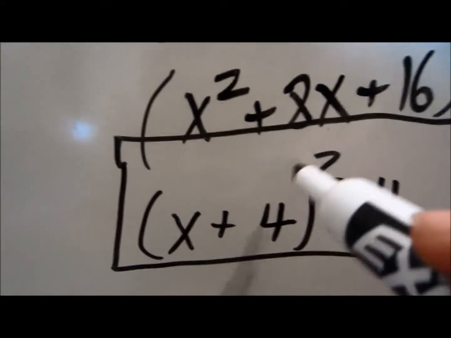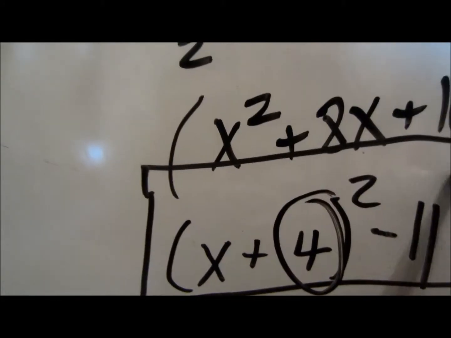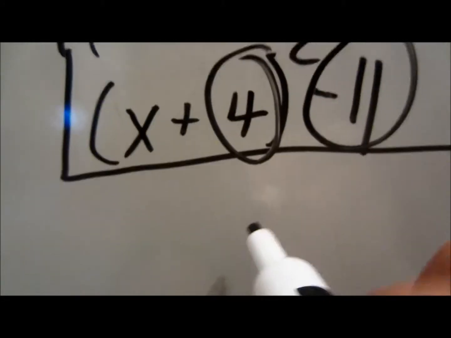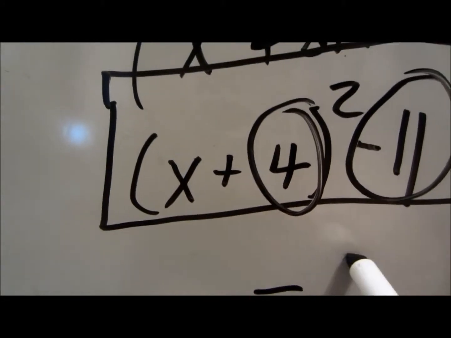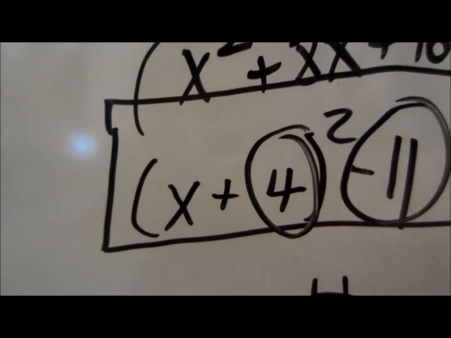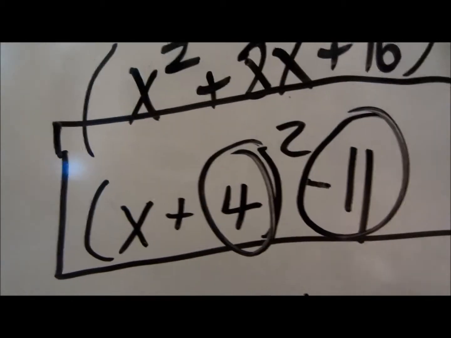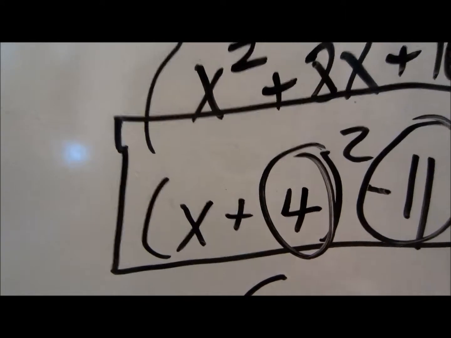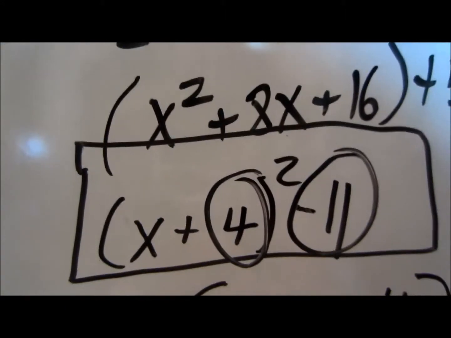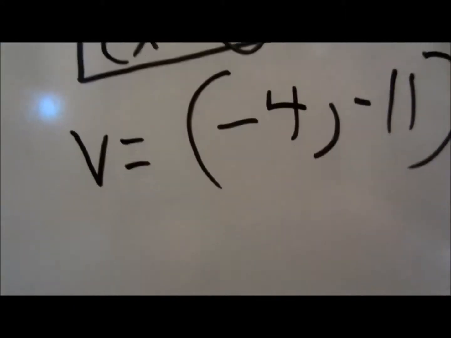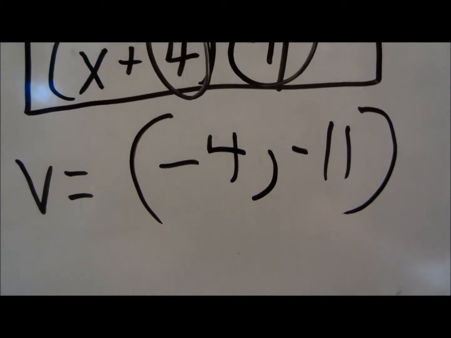Now that it is in vertex form, we can find the vertex. We take h and k, and we have our vertex. I will not be teaching you how to go from standard form to factored form. If you've taken Algebra 1, you should already know this.